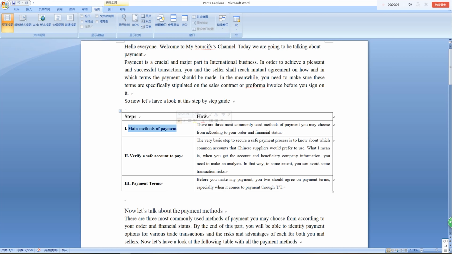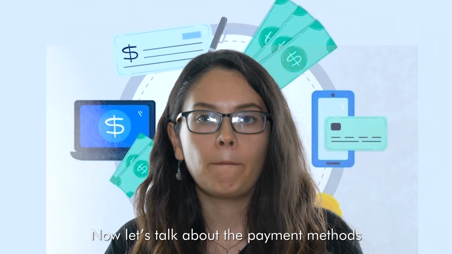Main methods of payment. There are three most commonly used methods of payment you may choose from according to your order and financial status. Verify a safe account to pay. The very basic step to secure a safe payment process is to know about which common accounts Chinese suppliers would prefer to use. What I mean is, when you get the account and beneficiary company information, you need to make an analysis. In that way, to some extent, you can avoid some transaction risks. Payment terms. Before you make any payment, you two should agree on payment terms, especially when it comes to payment through telegraphic transfer.